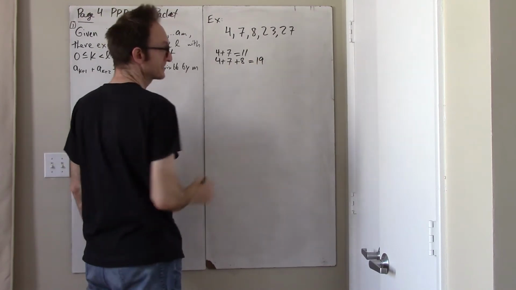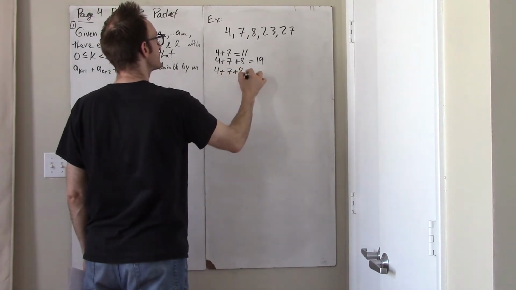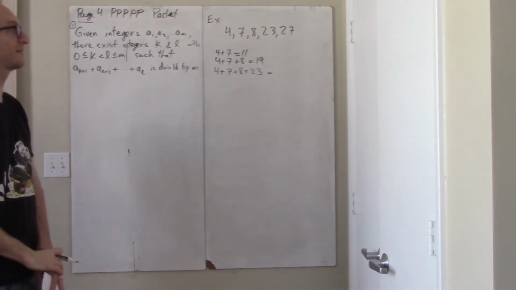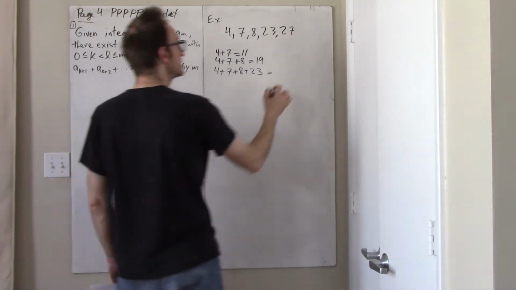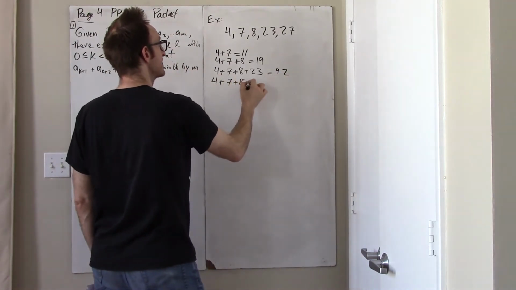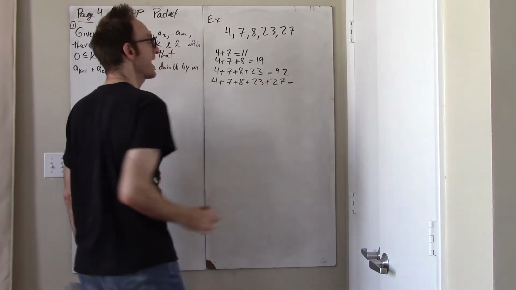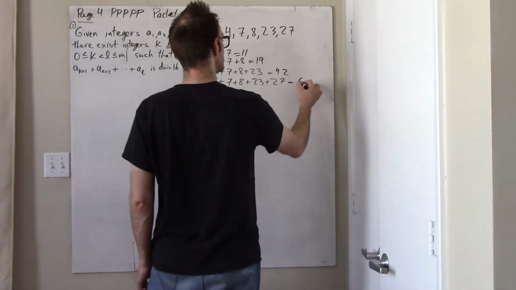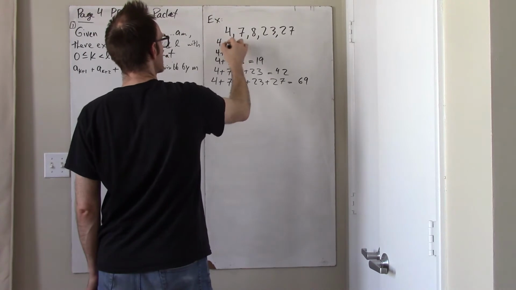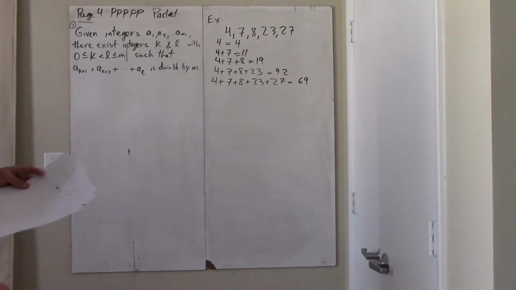Well, that's 19. That's not a multiple of 5 either. 4 plus 7 plus 8 plus 23. 19 and 23 is 42. That's also not a multiple of 5. And 4 plus 7 plus 8 plus 23 plus 27 is 69, also not a multiple of 5. And by the way, 4 itself is not, because you could have a sequence of length 1?